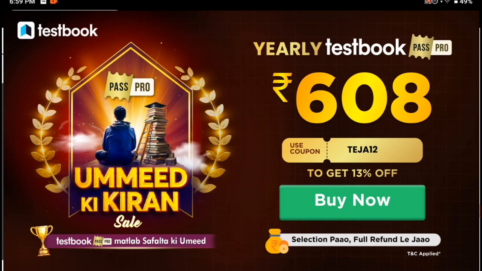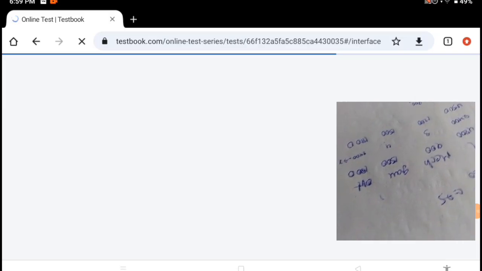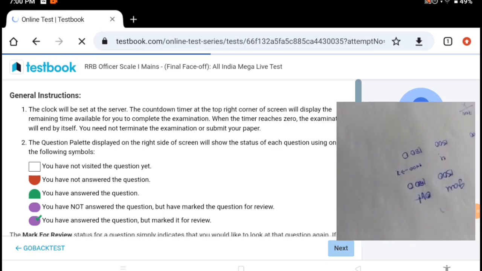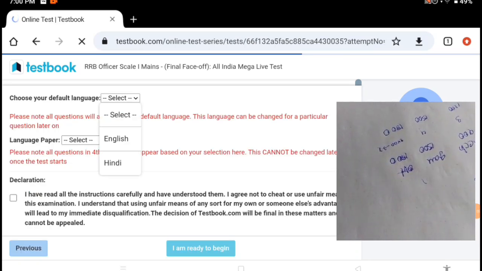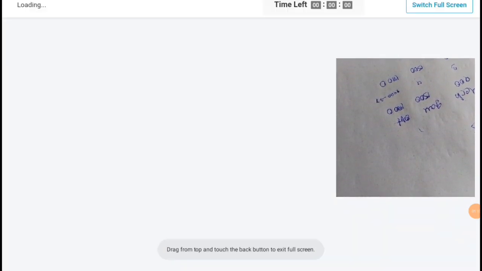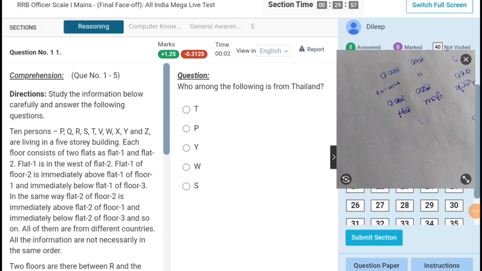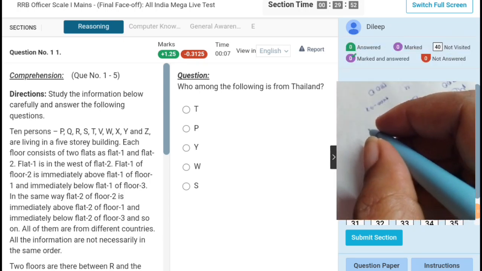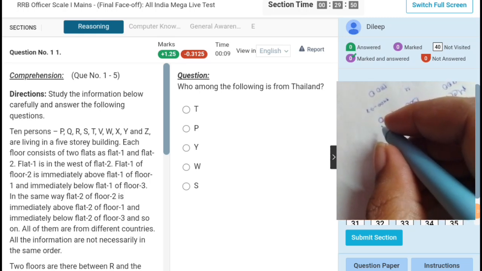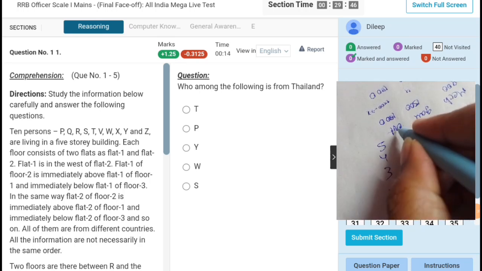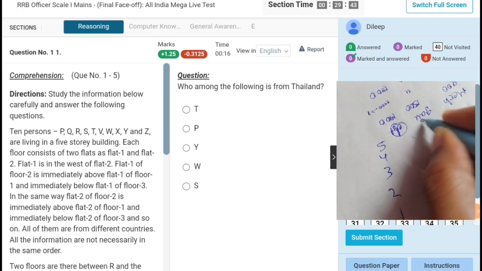Let's get started with this test. Select the language. Ten persons, flat 1 and flat 2. Flat 1 is west of flat 2. That is 5, 4, 3, 2, 1. Flat 1 and flat 2.